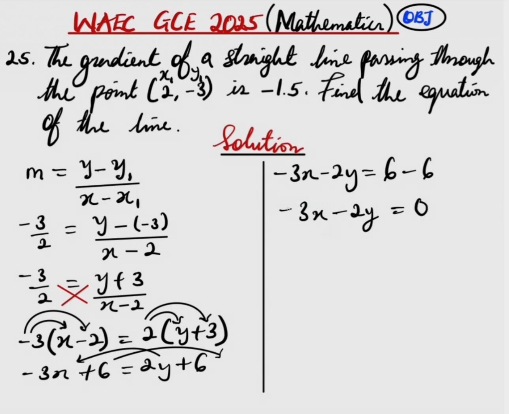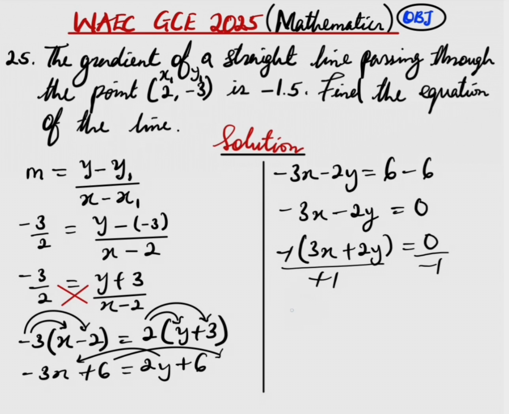We can factor out the negative sign here. We have negative into (3x plus 2y) equal to 0. We divide both sides by -1, or multiply both sides by -1. The effect is it's going to cancel this negative, and for 0, 0 remains unchanged.